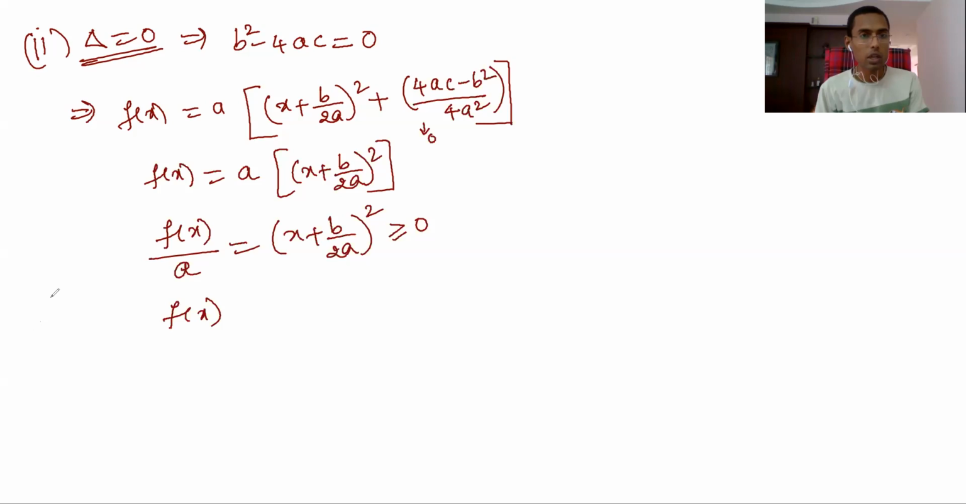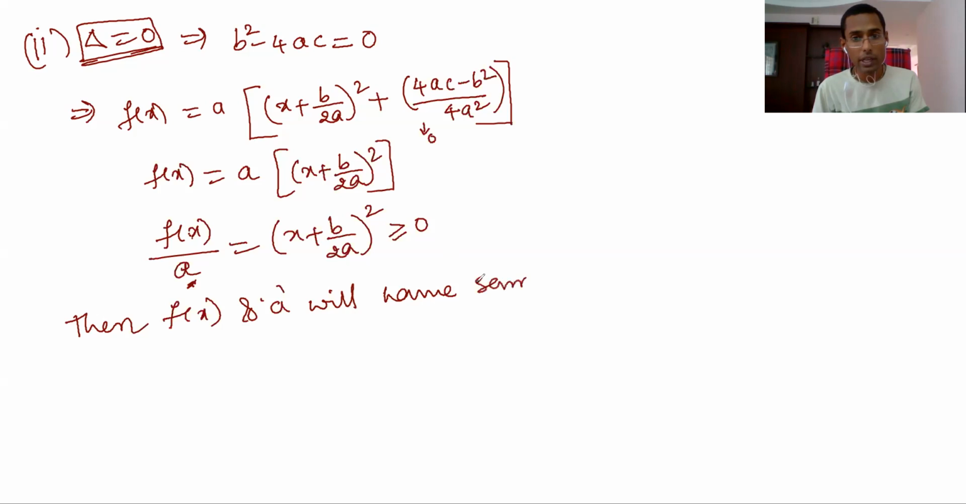So what is the conclusion now? If delta equals 0, then f of x and a will have the same sign. If a is positive, this is positive. If a is negative, this is negative. Negative by negative is also positive, positive by positive is also positive. That is the reason f of x and a will have the same sign, but this is for all x belongs to R except minus b by 2a.